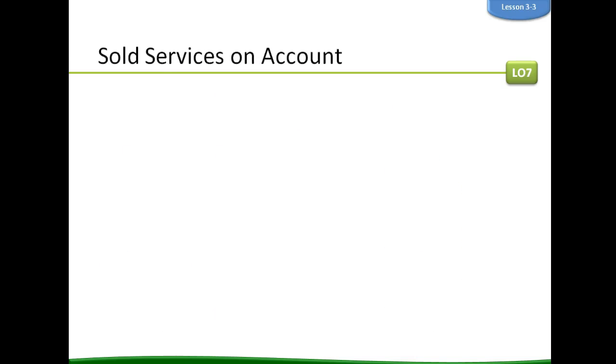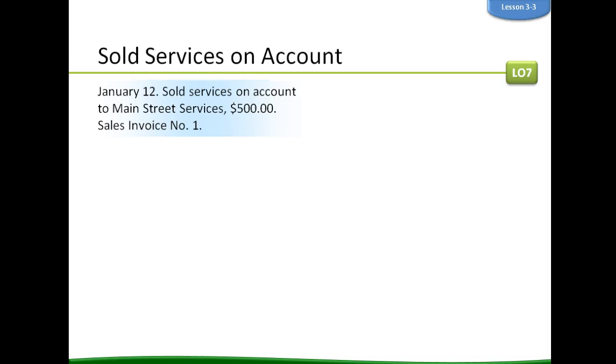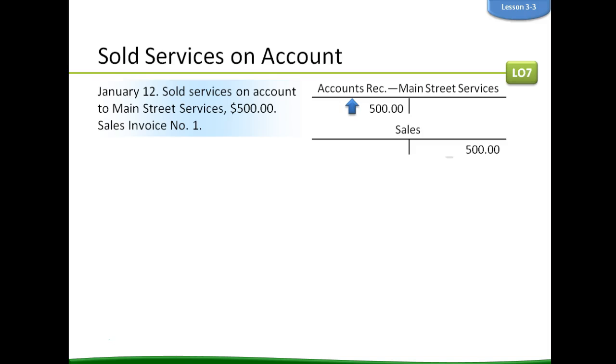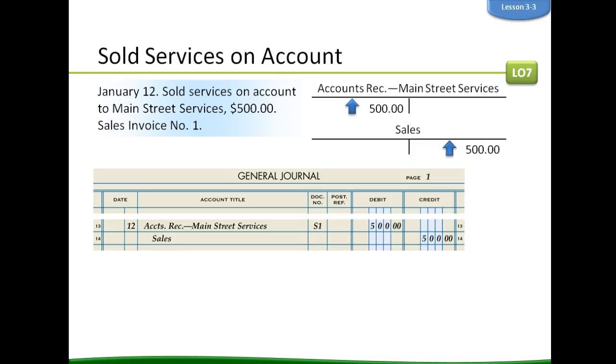All right, so the next transaction, we sold services on account. So on January 12th, we sold services on account to Main Street Services for $500, and we issued a sales invoice, and it's number 1. Remember that when we have transactions that happen on account, no cash is changing hands. We sold the services, so in the future, we're going to be receiving payment for those services. I see that my accounts receivable are increasing because of this transaction. I'm going to debit accounts receivable. My sales are increasing because of this transaction, so I'm going to go ahead and credit sales.